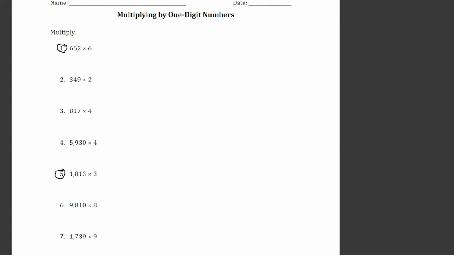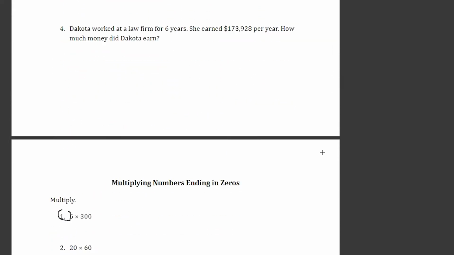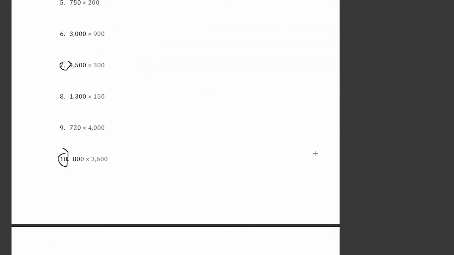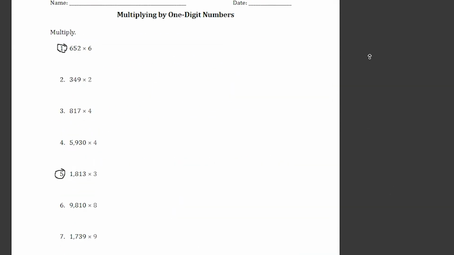In today's lesson, we're going to be learning multiplying by one-digit numbers, word problems with multiplying by one-digit numbers, multiplying numbers ending in zeros, and word problems multiplying numbers ending in zeros. So for the first page, we're going to be multiplying by one-digit numbers, and I'm going to be doing numbers 1, 5, and 8 as an example.